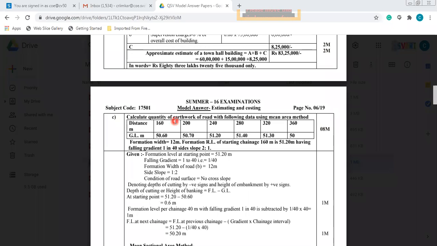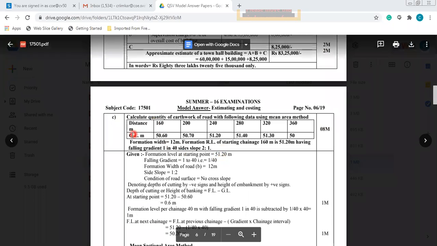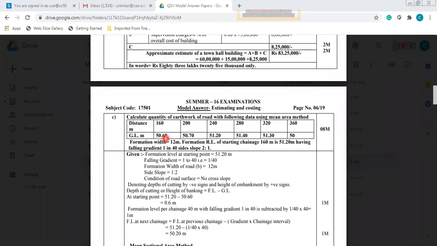As far as this mean sectional area method is considered, if you see the problem, the distances are given. Distances are nothing but the chainage, different chainage points are given. Then the formation width is given as 12 meters. Then the formation level at the starting point. Suppose the road is going to begin at the 160-meter distance. So at the starting point, what is the formation level? That is given as 51.20, and the GL at that point is 50.60.